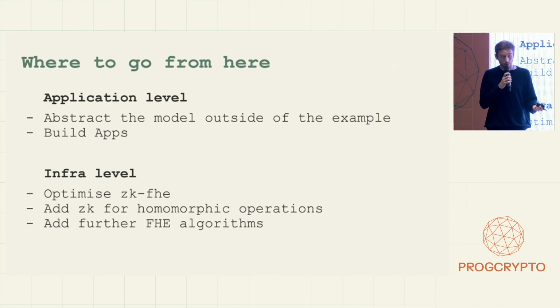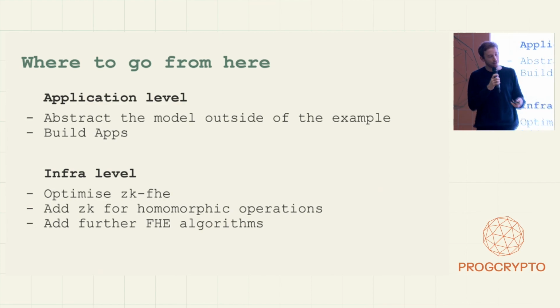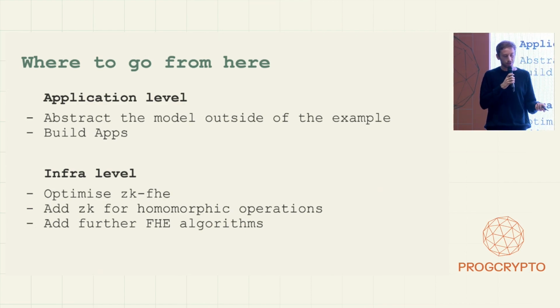Where we're going from here, on a personal level and for anyone that wants to contribute: on the application side, I think it's important to abstract this kind of example to build maybe some more creative applications, some less boring applications than credit score. And on the infrastructure level, there's still a lot of room to improve the library that I built. Adding ZK on the homomorphic operation itself would be a cool test, so not only on the encryption side.